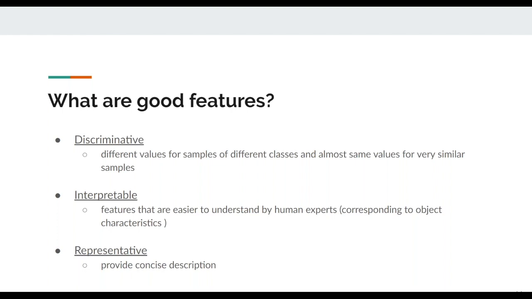Moreover, we want features that are easy to understand. If you have, for example, an expression, that is something that a human expert can understand.